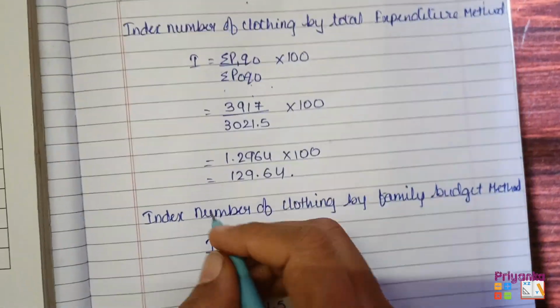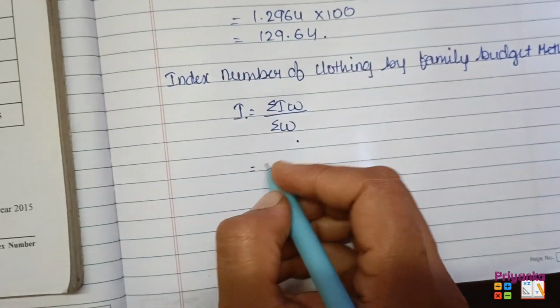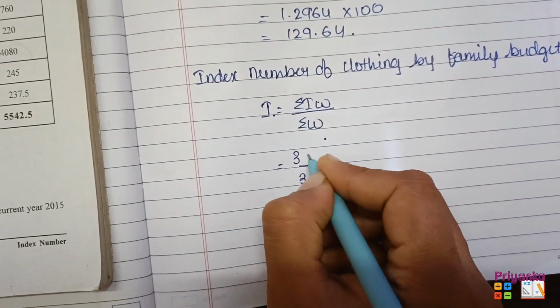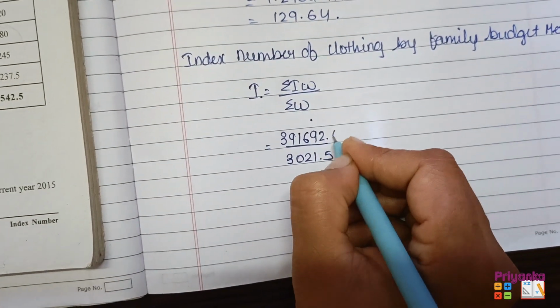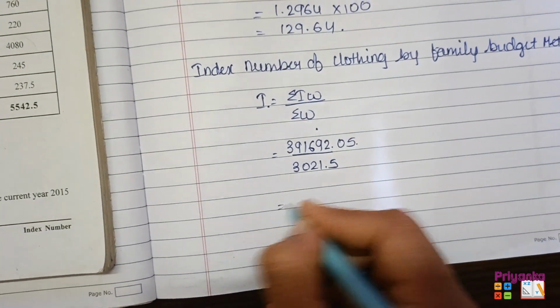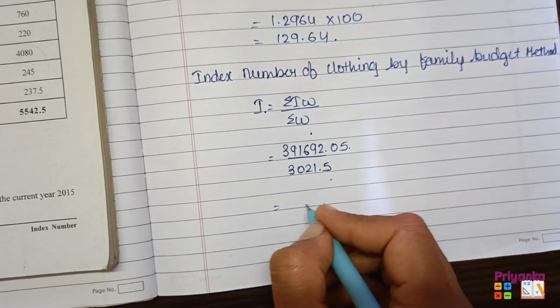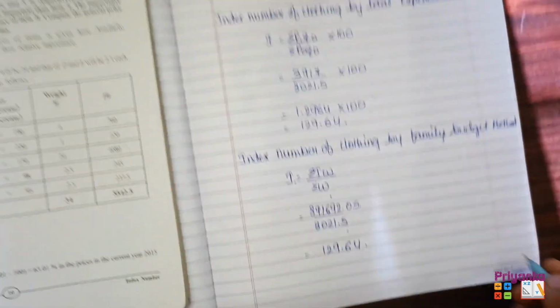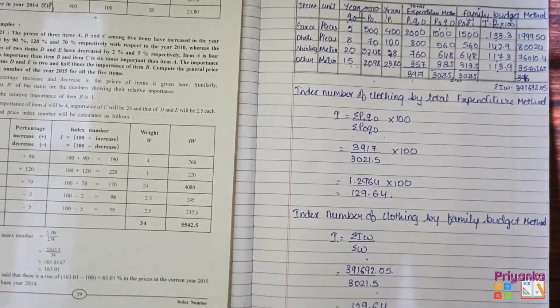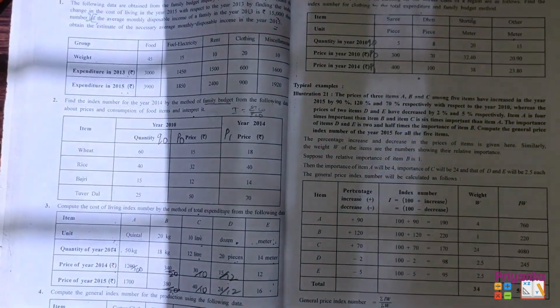Take the total into the formula, that is 391692.05. On dividing these two, we will get 129.64. So here we complete our exercise 1.4.